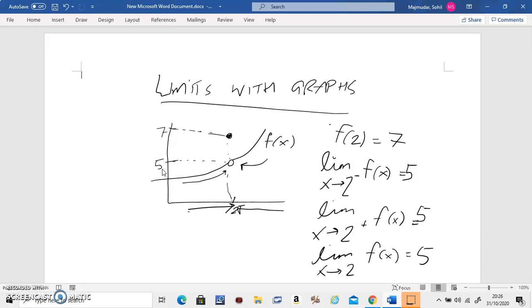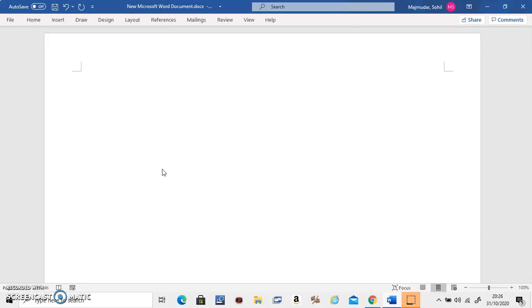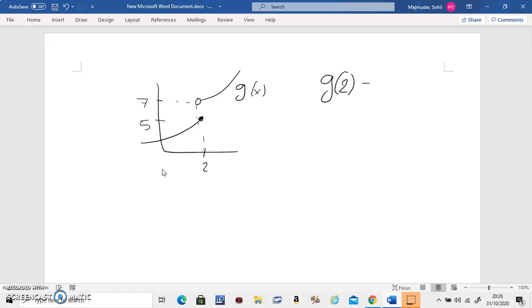Alright, let's do one more. Now say I give you another graph, something like this. Again, let's do the same points, 2, 5, say this is 7. And say this function is g of x now. Both of them are g of x. So now first question, what is g of 2? You should look at the closed dot, not the open dot. So g of 2 is 5. Because we look at the closed dot.